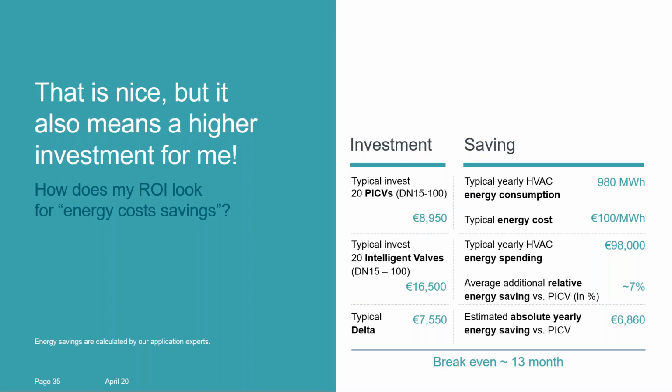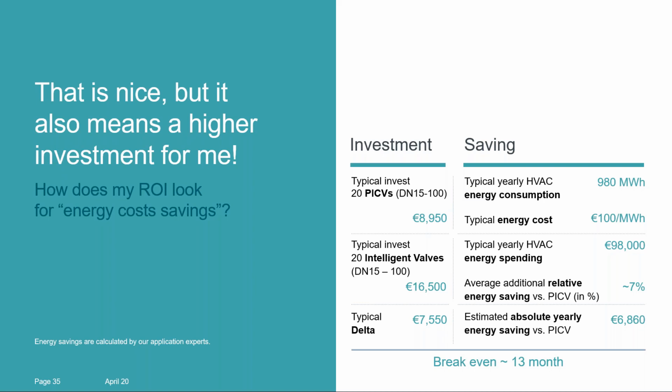On the other hand, we have to invest in the intelligent valves instead of, let's say, pressure independent control valves on the air handling units and on the risers as well. So we have additional costs of around 7,500, 8,000 euros. But overall, we have a payback time for such an intelligent solution of less than 2 years. So that's the rough rule of thumb from our point of view.